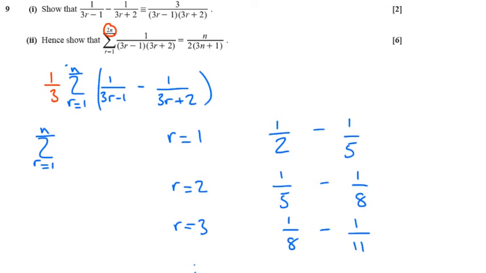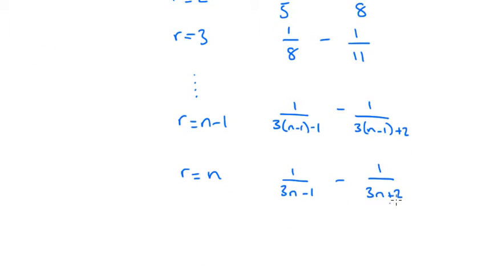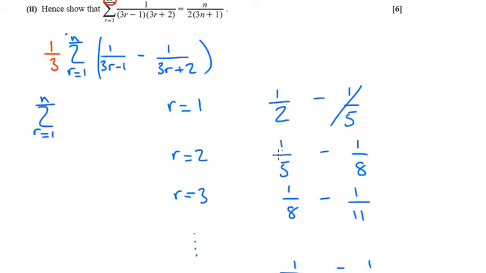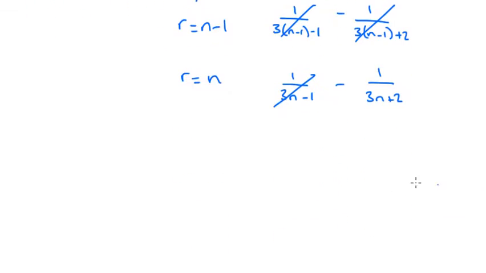So everything is going to cancel apart from the very, very first term in the first row and the very, very last term in the last row. So let's get rid of all of these. That minus 1 over 11 would cancel with the first term when r equals 4. This is going to cancel with the last term when r equals n minus 2. We've already said that they cancel, so we are left with a half minus 1 over 3n plus 2. Now don't forget, that is just the sum from 1 to n.